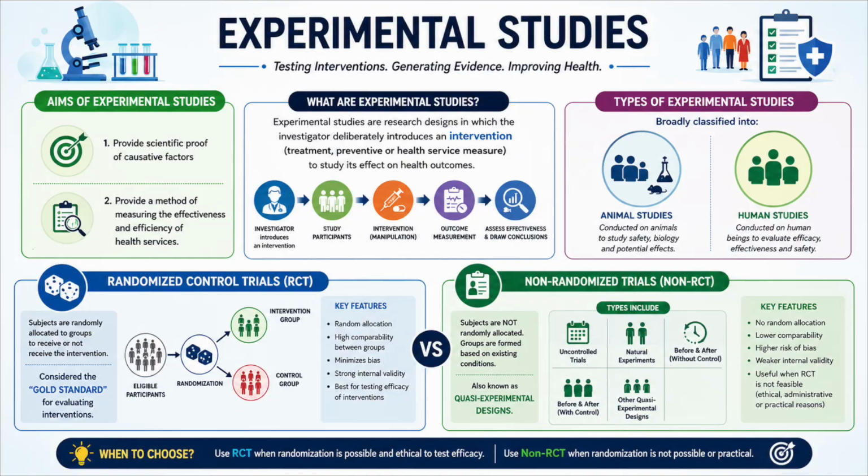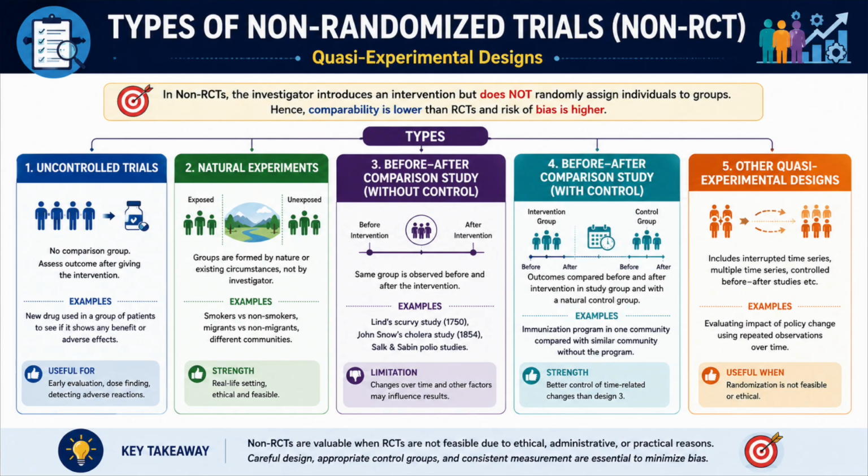Experimental studies can broadly be classified into animal studies and human studies. Human experimental studies are further divided into randomized controlled trials, commonly known as RCTs, and non-randomized trials, also called quasi-experimental studies. Randomized controlled trials are considered the gold standard because participants are assigned randomly, minimizing bias and improving comparability. When randomization is not possible due to ethical, administrative, or practical reasons, non-randomized trials become the preferred alternative.